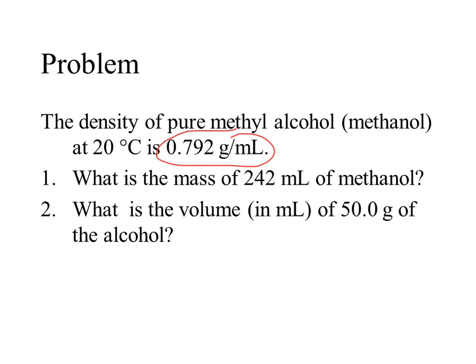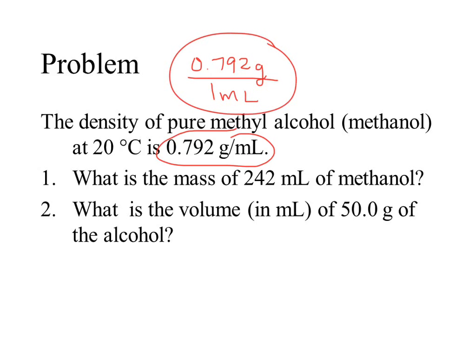So unpack, I would do 0.792 grams. That's approximate. There's uncertainty in that. Per exactly 1 milliliter. That's what I mean. That is the density of methanol. So notice I haven't looked at the questions yet. I kind of generally do that.